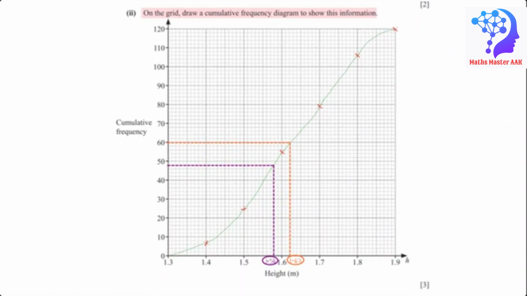On the grid, draw a cumulative frequency diagram to show this information. So on the grid, we are going to plot the points 1.4, 7, 1.5, 25, 1.6, 55, 1.7, 79, 1.8, 106, 1.9, 120. When we are done, we draw a smooth line starting from the origin and connecting all the points.